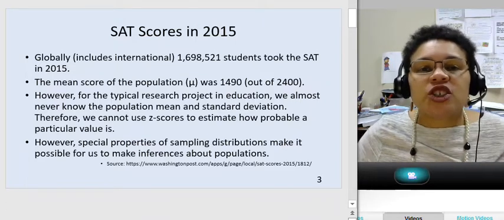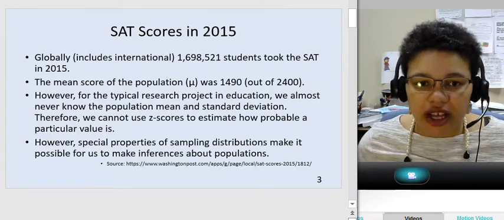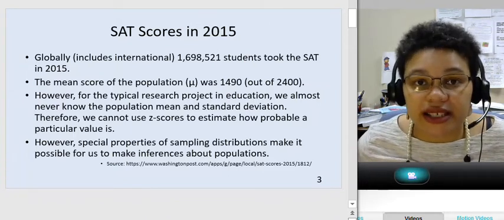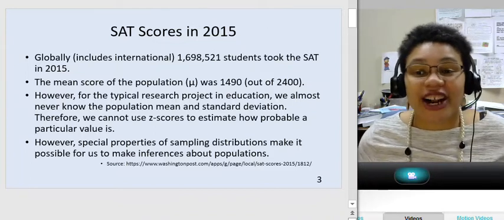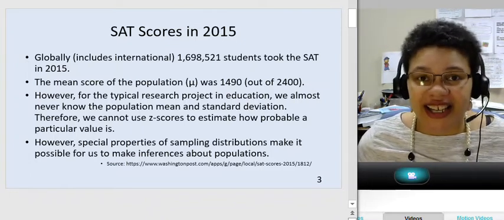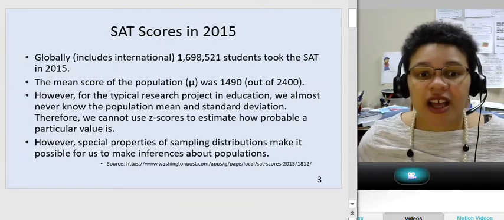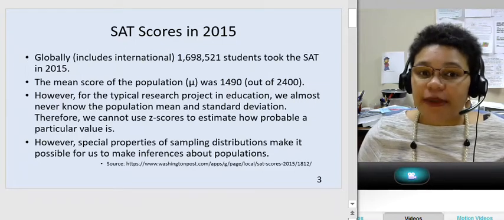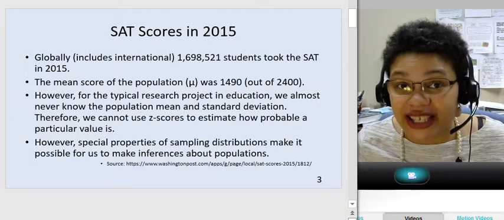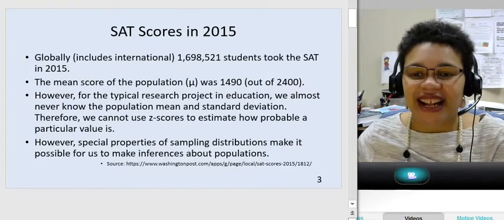However, for the typical research project in education, we almost never know the population mean and standard deviation. Therefore, we can't use z-scores to estimate how probable a particular value is. We're collecting our own data, using our own tests, a test that isn't as widespread as the SAT, and we may not be able to find a population mean and standard deviation. The special properties of sampling distributions, however, make it possible for us to make inferences about the population.